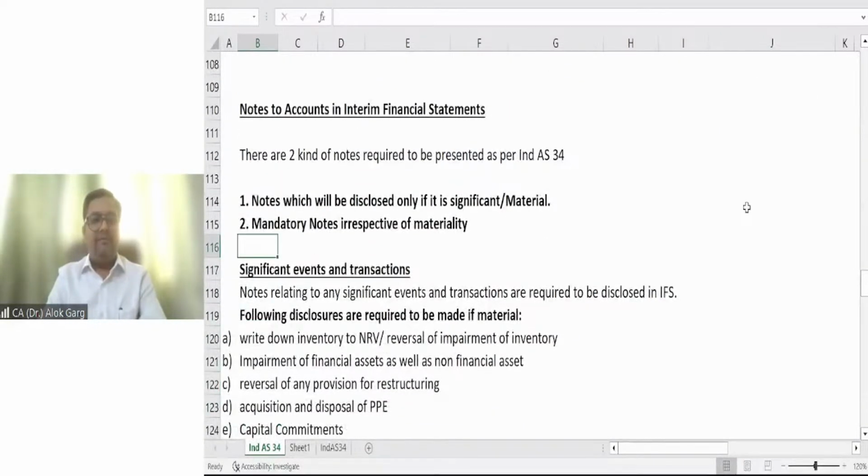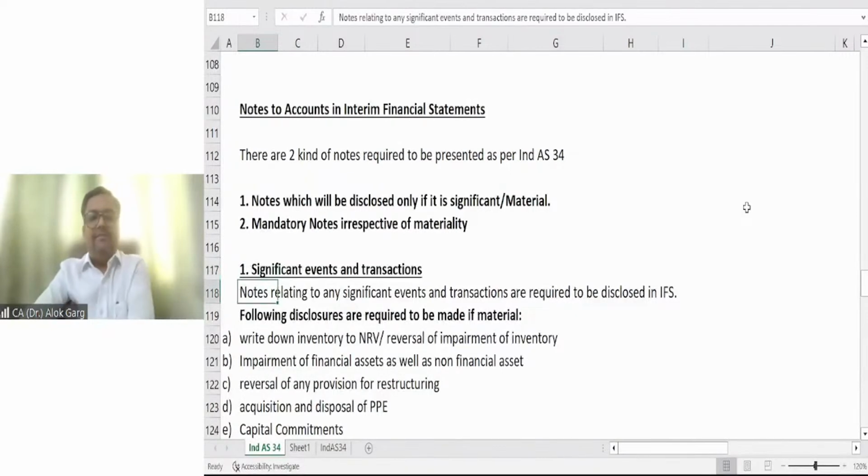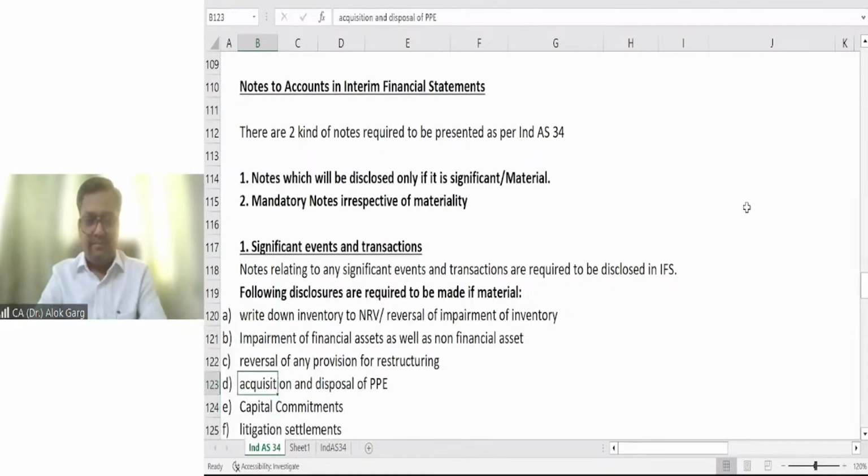So we are discussing number one, right? Significant events and transactions. Notes relating to significant events and transactions are required to be disclosed in the interim financial statement, friends. Acquisition and disposal of PPE, property, plant and equipment. If the company has purchased or sold property, plant and equipment during the interim period, it is required to be disclosed only if the amount is significant or material.